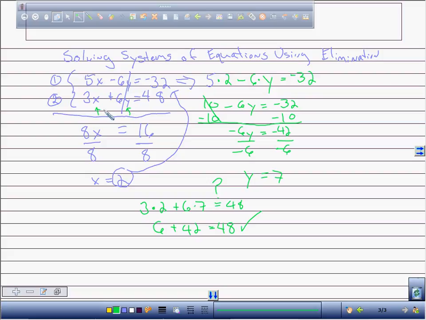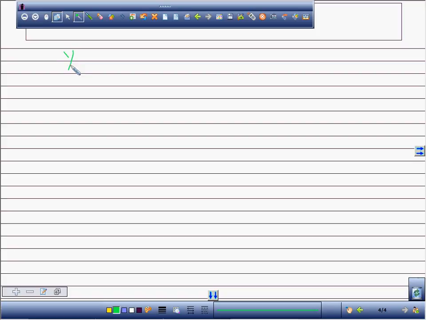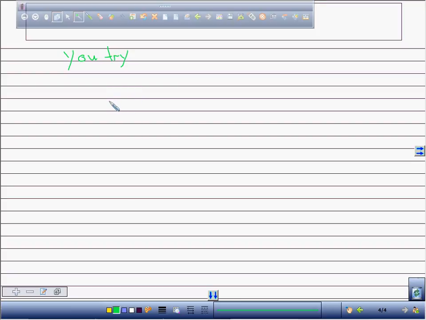So that's called solving by elimination, meaning you're getting rid of one of the variables by either adding or subtracting. Okay? So maybe you try. Got it? We're going to do one of these. You try. See who can come up with the right answer.